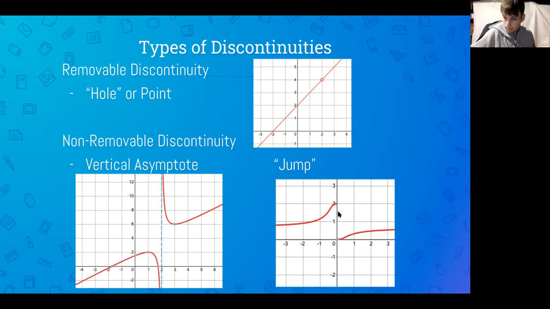And jumps. That's like that example of the absolute value function we were looking at, absolute value of 3x over x, where we had a jump or a gap. It approaches a different value on both sides, so again, the limit doesn't exist.